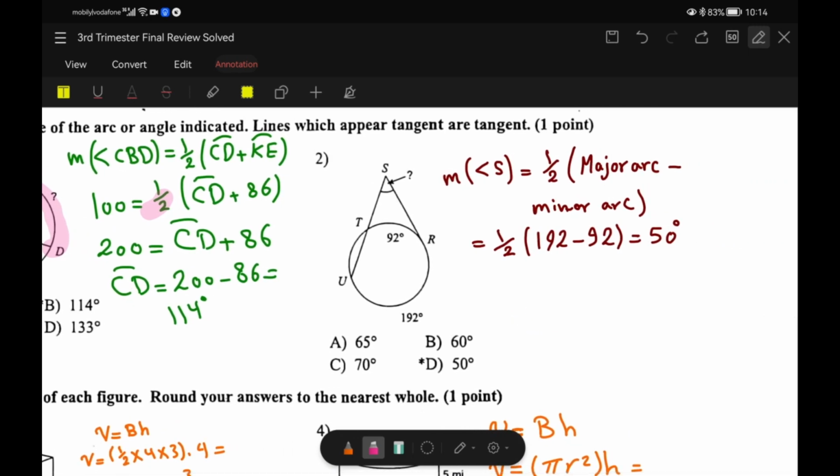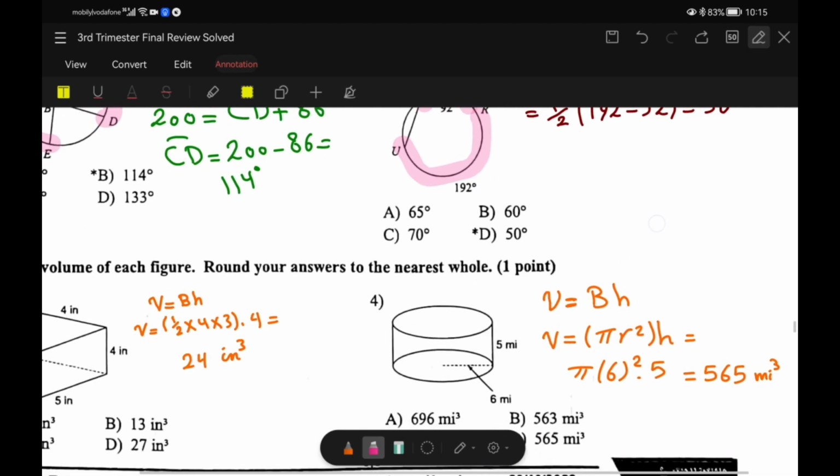And for number 2, we have the intersection outside the circle, between the tangent and the extension of the chord. If the intersection is outside the circle, then the angle of intersection equals half of the difference between the arc in front of the angle, the major arc, minus the minor arc. So the measurement of angle S equals half of 192 minus 92, which is half of 100, equals 50 degrees.